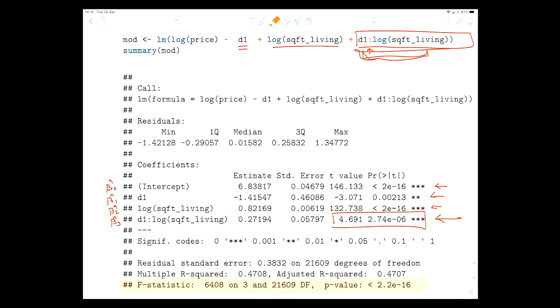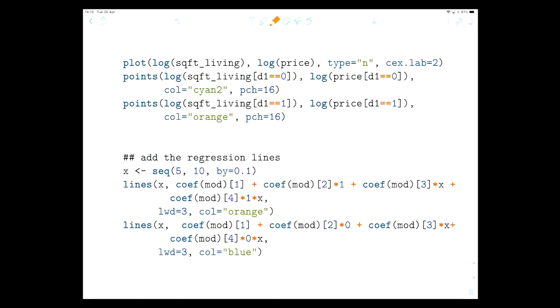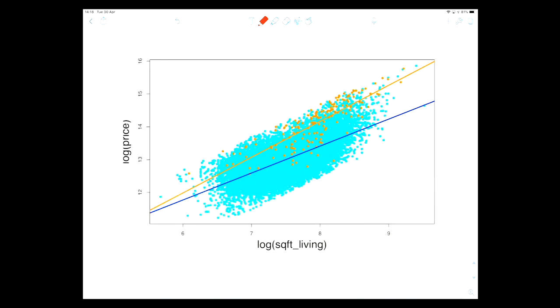We can visually also see this. Going back to that previous scatter plot, now we add lines to that model where the slope and the intercept both change. The orange line represents the line for waterfront properties, and the blue line represents the properties without any waterfront. Notice the slopes are not vastly different from each other, but they are different. The lines are no longer parallel.